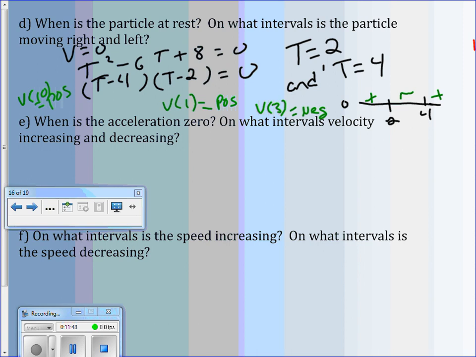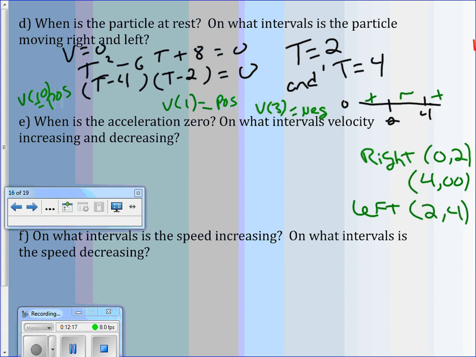So if I want to finish answering the question, on what intervals is the particle moving right? It is moving right on the interval from 0 to 2 and 4 to infinity. When is it moving left? It's moving left between 2 and 4. You can write it using interval notation, you can write it using inequality, it doesn't matter. Not including the 2 and the 4 though, because it's not moving in any direction at 2 or 4.